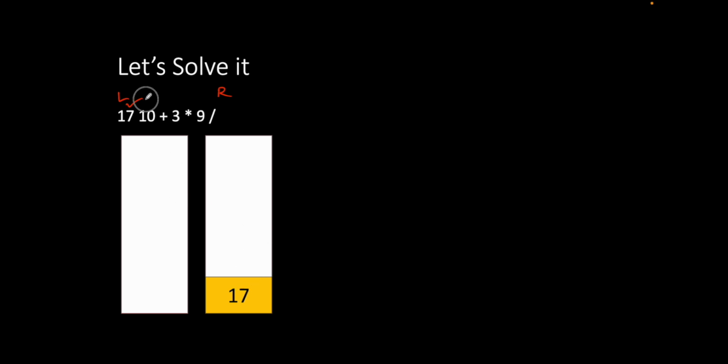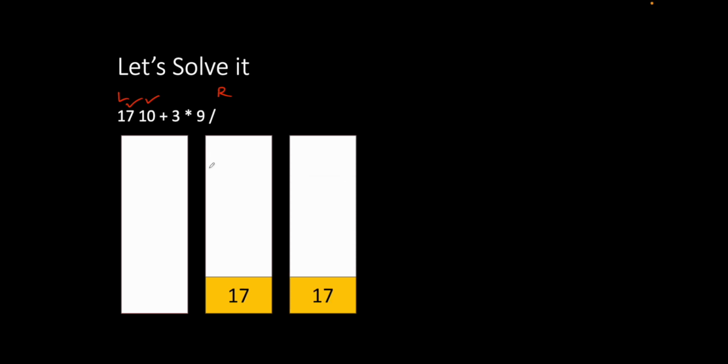Next element, this is my second input element, that is 10. 10 is also an operand value. What should we do? Again we need to insert that value into the stack. Okay guys, that is good. We have inserted the second value into the stack here. Next element we read from the input is plus.